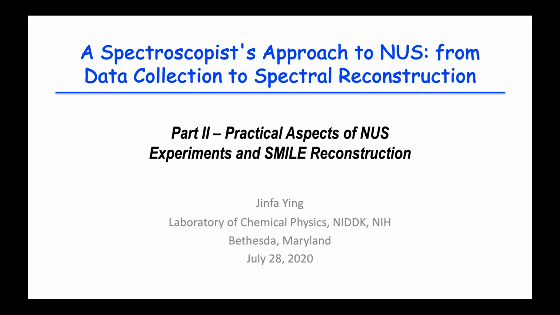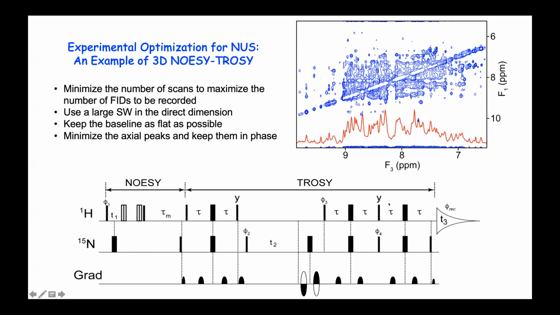Second part, I'd like to start from an experiment, using NOESY as an example. What do we do to make sure that we get the best out of a spectrometer? The reason I use NOESY as an example is that it's the most challenging experiment, really, in terms of reconstruction data. So here is a 3D NOESY-CHSQC that I'm showing you.